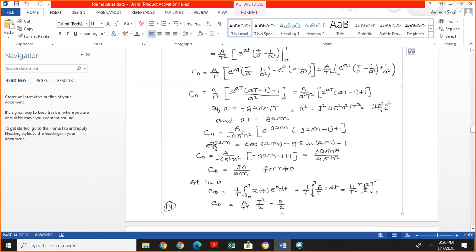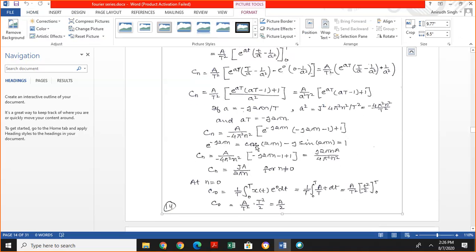Here exponential j 2 pi n is equal to cos 2 pi n minus j sin 2 pi n, and this is always equal to 1, because sin is 0 and the value of cos is 1. So the value of exponential minus j 2 pi n is 1. If we solve this equation, we get this expression, and the value of Cn is equal to j A divided by 2 pi n when n is not equal to 0.